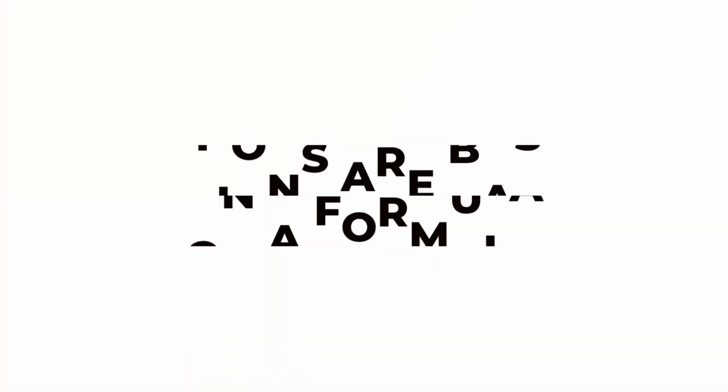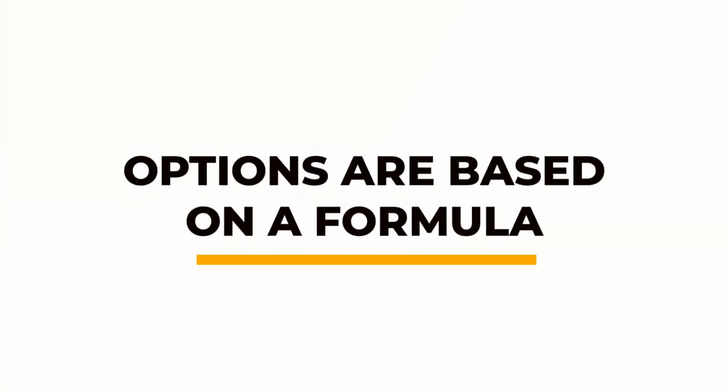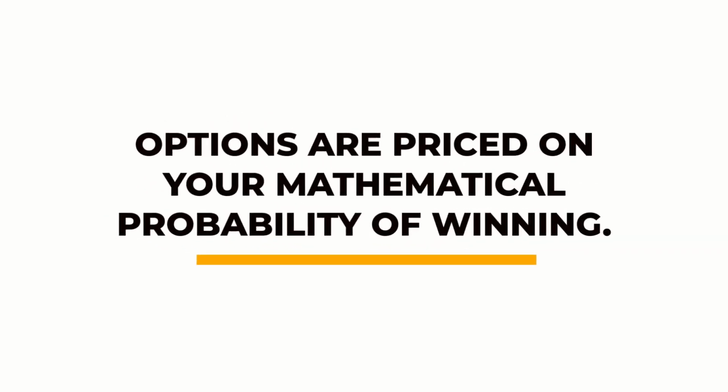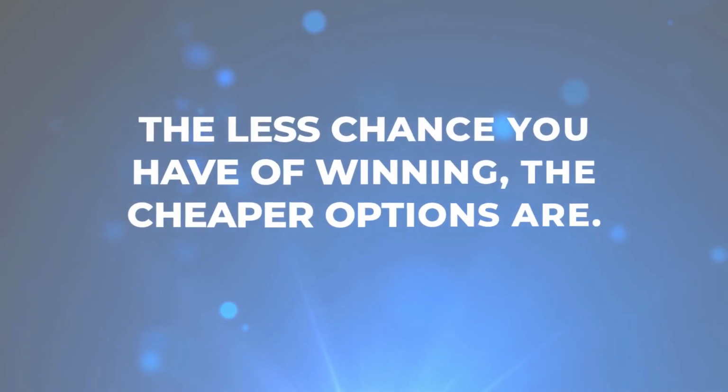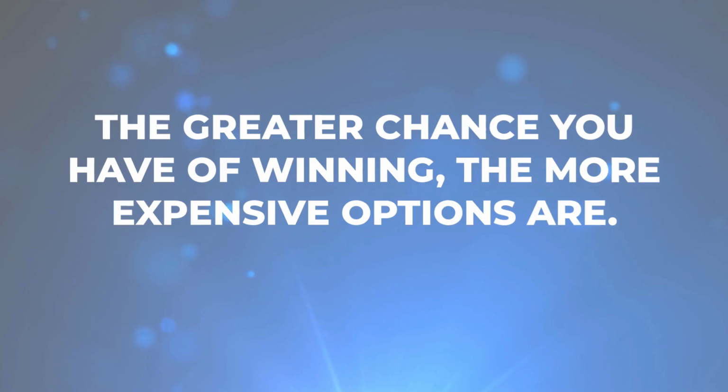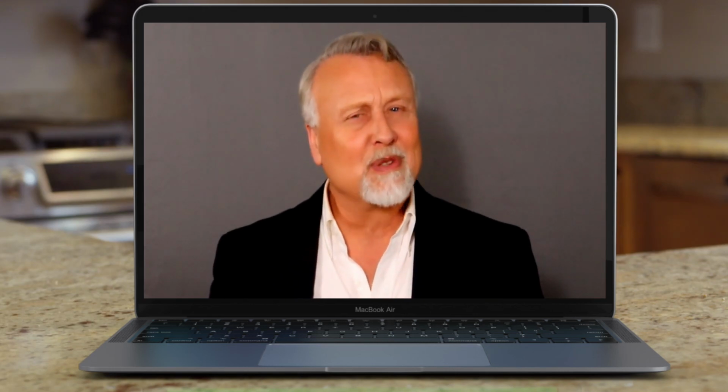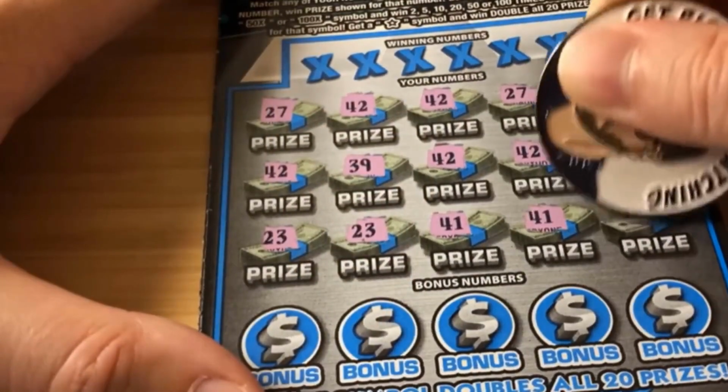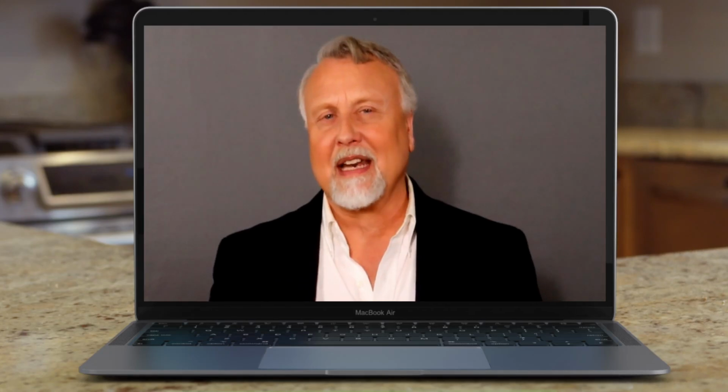The reason is options are based on a formula, and they're actually priced based on your mathematical probability of winning. The less chance you have of winning, the cheaper they are, and the greater chance of winning, the more expensive they are. That makes sense, right? Then why do so many people voluntarily pick an option with a really low chance of winning? It's probably the same reason people buy lottery tickets.